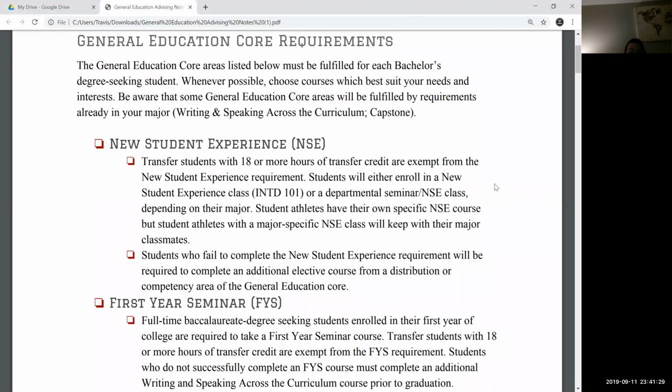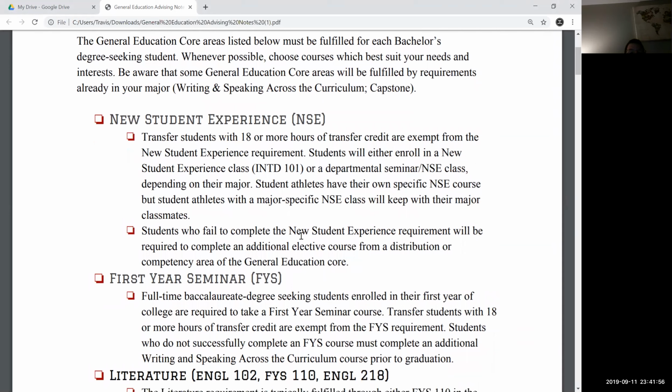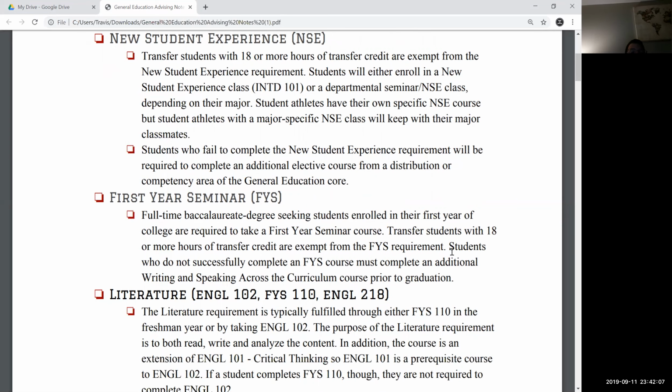Okay, so the first one is new student experience. You are in INTD 101 if you are not in a major-specific NSE, but there are also other ones. Business does Business 100, kinesiology majors do KINS 106, engineering has Engineering 185, art has Art 105. But for the most part, most people are going to be in INTD 101. If you don't do this NSE requirement, you don't fulfill it, or you don't pass it, you will be required to complete an additional elective course from a distribution or competency area of the Gen Ed core, meaning you have to take an extra Gen Ed class.